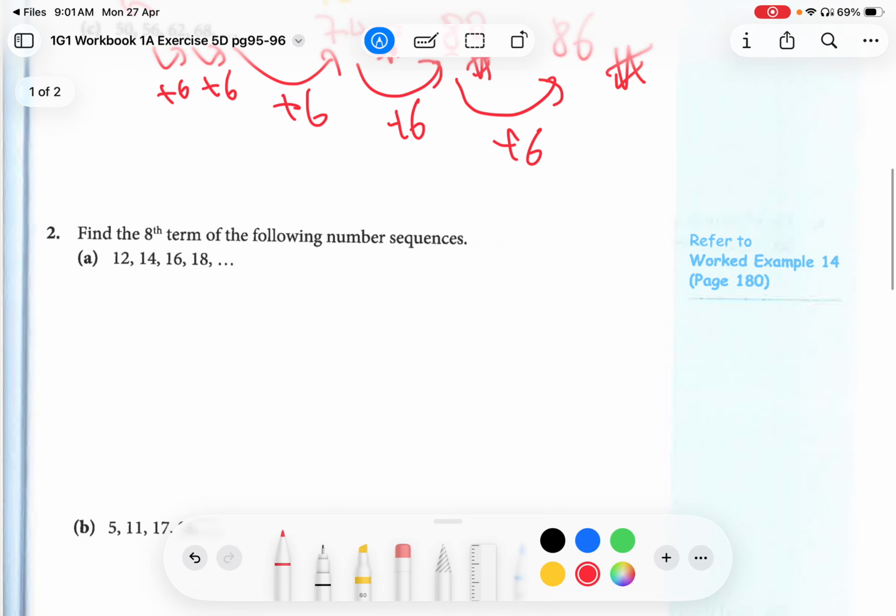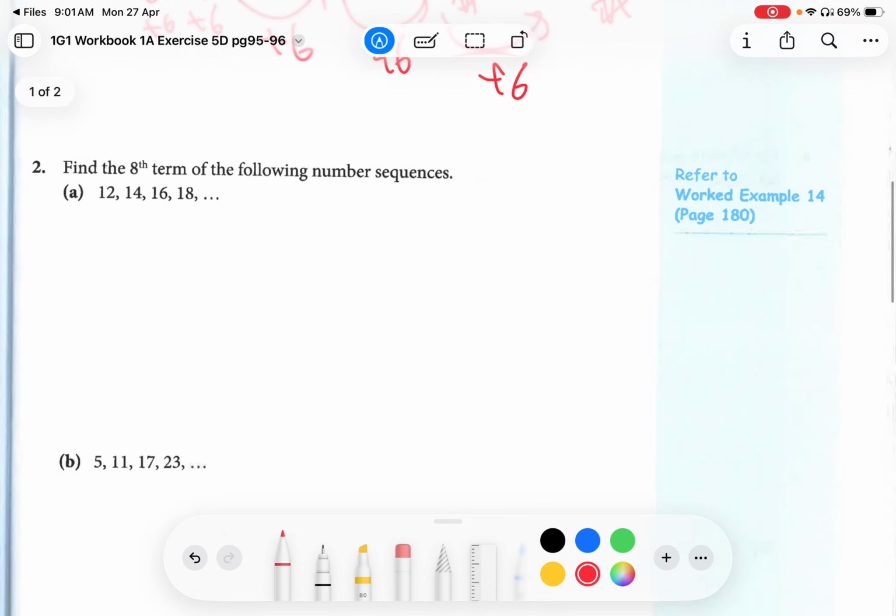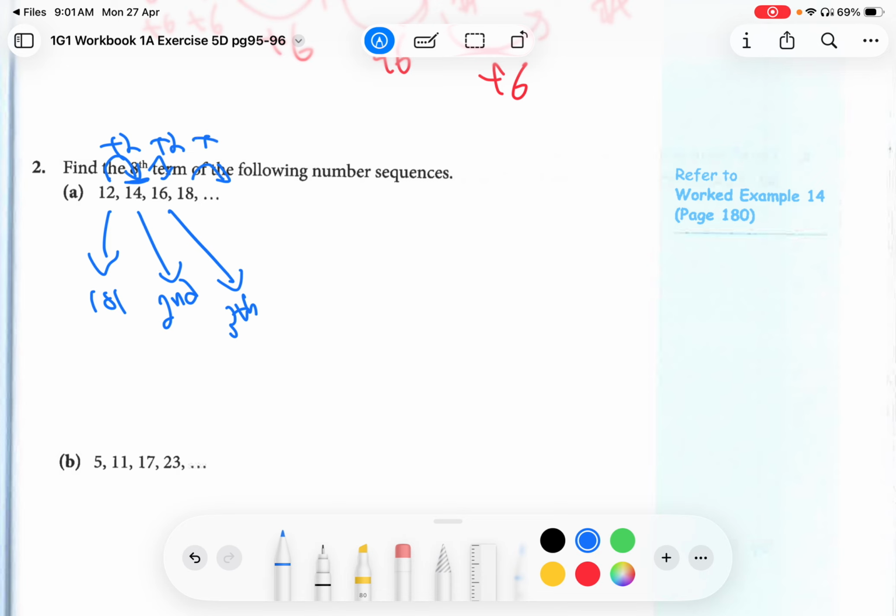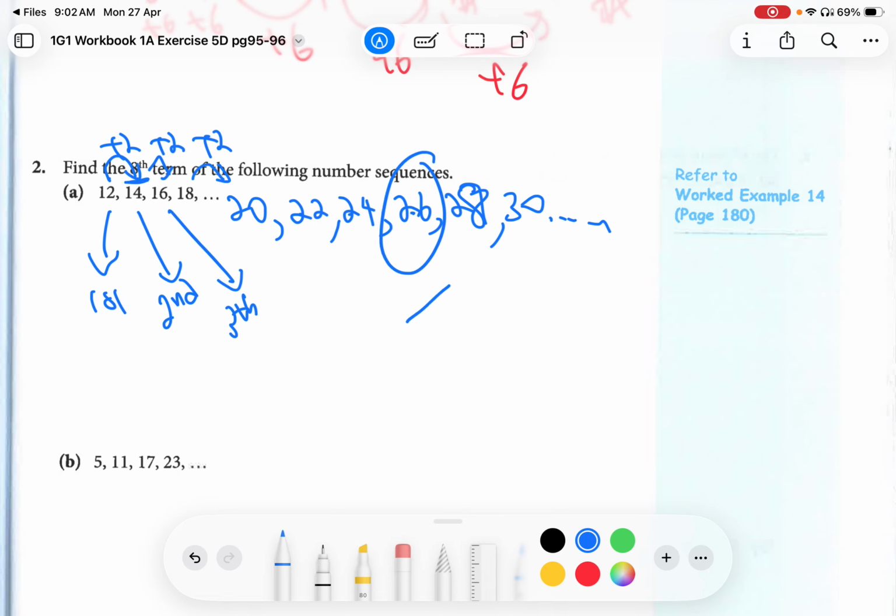So find the eighth term. The next one is to find the eighth term of the number sequence. What is the eighth term? This is the first, this is the second, this is the third. So I see that the increase is plus 2, plus 2, plus 2, plus 2. So it should be 20, 22, 24, 26, 28, 30, and so on. The eighth term: 1, 2, 3, 4, 5, 6, 7, 8. 26 is the eighth term. My answer is 26. That's the eighth term of the sequence.